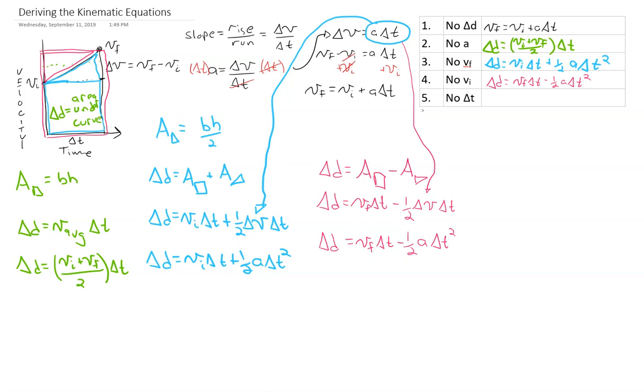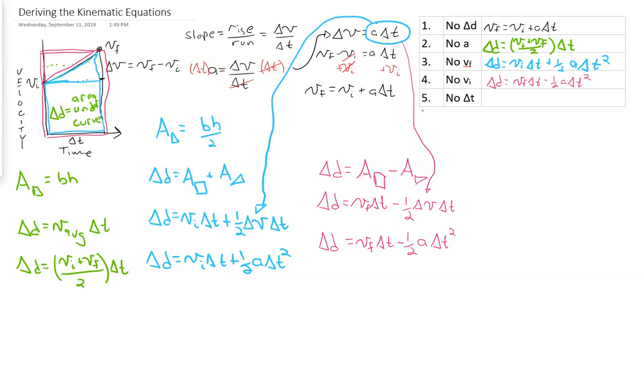Okay, on to the last one. For the last one, I need no time, right? I have all the other ones, I have no time. So what I'm going to do is use equation 1 and equation 2 to solve for time in both, and then make those two things equivalent to each other. So here, let me show you what I mean.